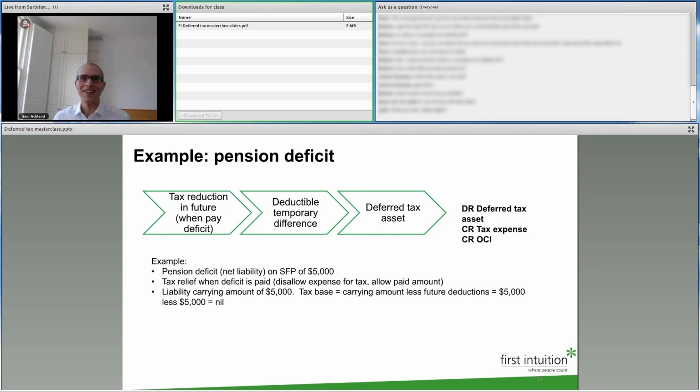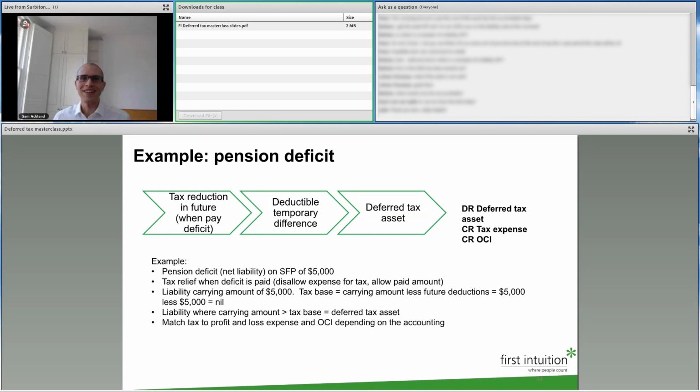So what's the theory of this then? Well, obviously the liability carrying amount in the accounts is $5,000. The tax base, if you go back to the definition we looked at in the theory section earlier, is the carrying amount less any future tax deductions. So we start with the 5,000 carrying amount, and I get tax deductions when I pay the liability. So my tax base is 5,000 minus 5,000, which is 0.